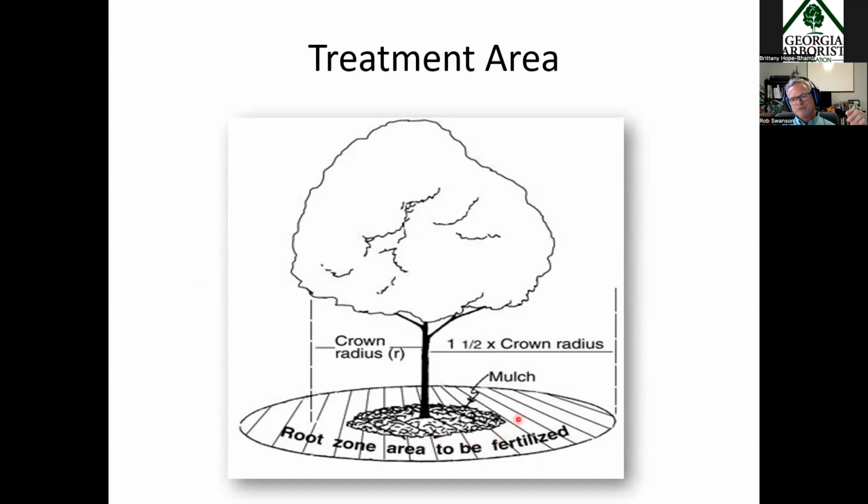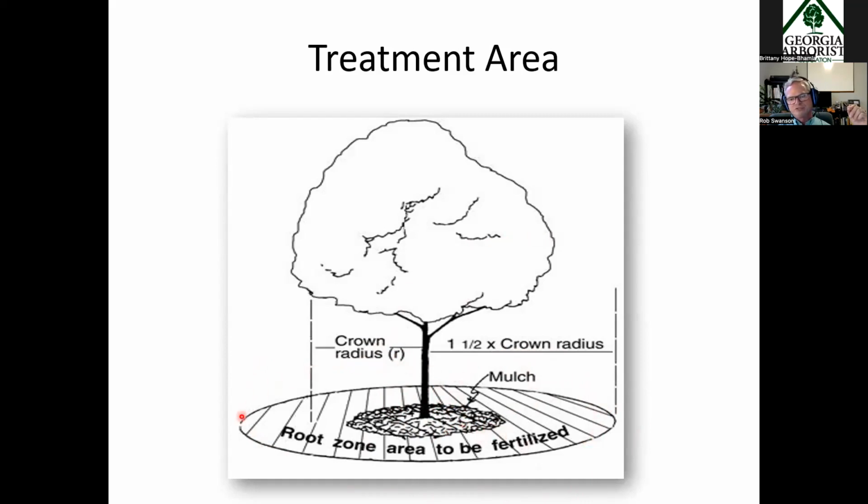Exactly where is our treatment area? So here's our crown. This crown has some width to it that we'll call R, and we want 1.5 times the crown radius. So we'll come way out past the drip line. We'll draw this circle all the way around. The closer you get to a tree's trunk, the more sensitive to products it becomes, because the root density increases as you get closer to the trunk. So you want to avoid fertilization right up against the actual trunk of the tree.